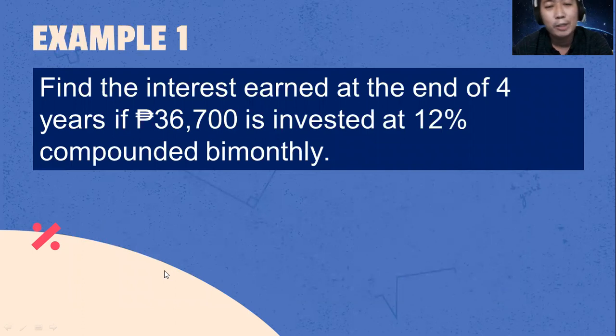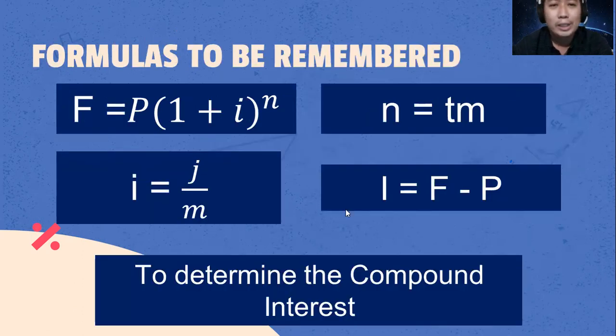So let's try to solve this example. Find the interest earned at the end of 4 years if 36,700 is invested at 12% compounded bi-monthly. So these are the formulas to be remembered. Actually, the main formula for solving the interest is I is equal to the maturity value minus the principal amount. But there are times that the face value or the maturity value is missing. That's why we need to solve first the face value by means of this formula.